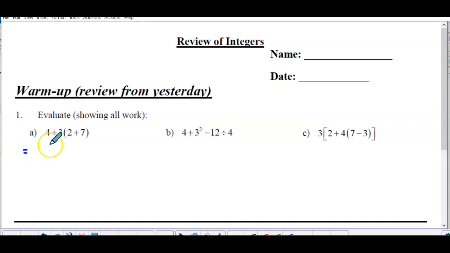So this one here, we've got brackets and we've got multiplying in there. So 4 plus 3 times 9. Then we need to do the multiplication. 4 plus 27, that gives you 31. So those two terms, this one and this one, end up getting simpler until you finally add or subtract. Could be multiple terms, but this is just two.